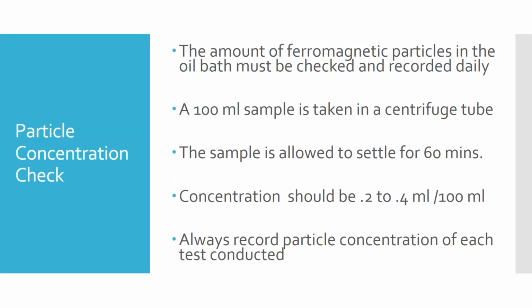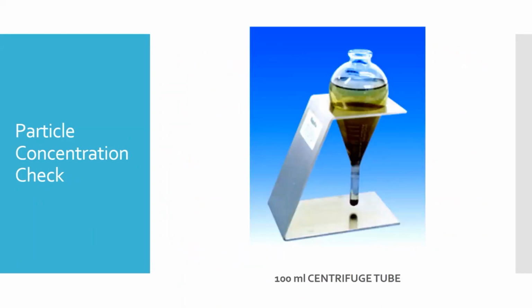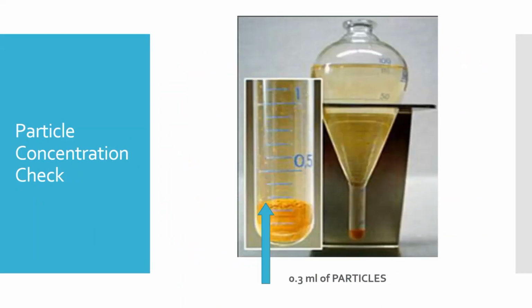Before taking the sample, though, you do need to run the bench and run the pump and get everything agitated. You want to do that for about 10 or 15 minutes before you take your sample. So when you guys are doing this, as you start coming into the lab, I'll be turning the bench on beforehand. So that centrifuge tube looks like this. And there's our particle concentration. So in this case, we've got 0.3 milliliters of particles. Okay.